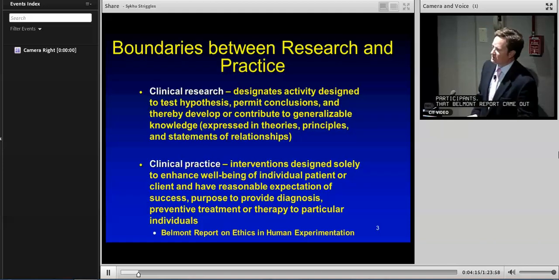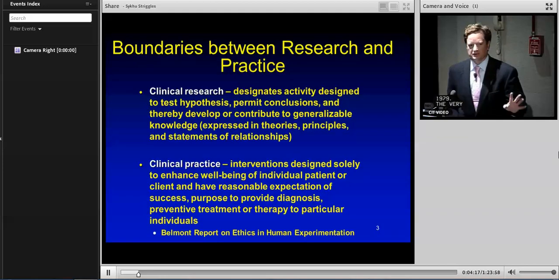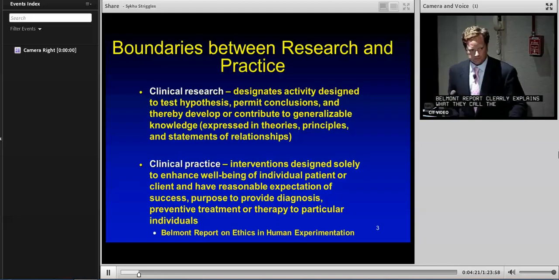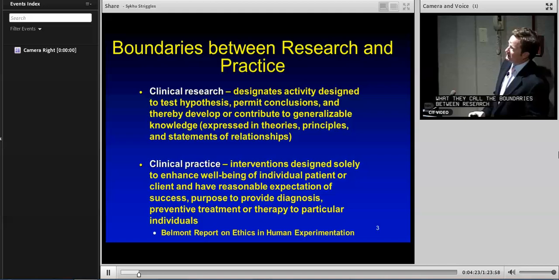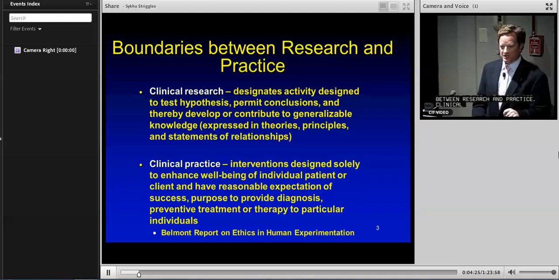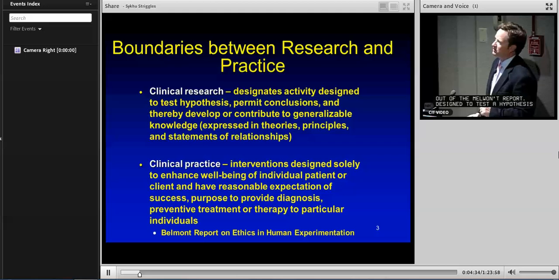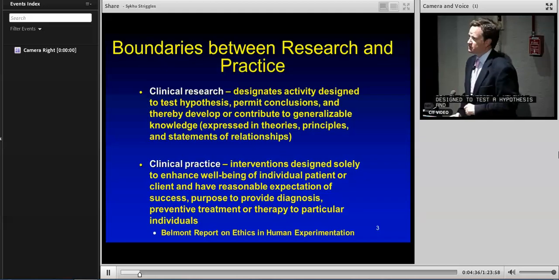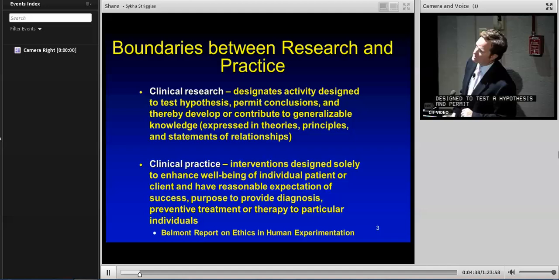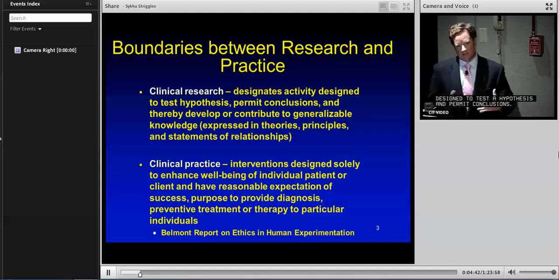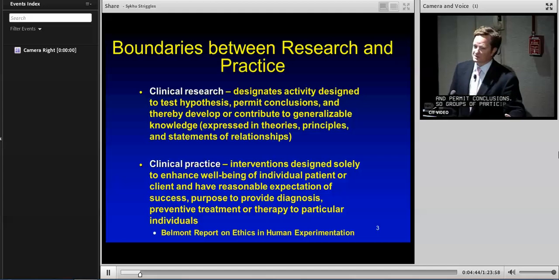The very first section of the Belmont Report clearly explains what they call the boundaries between research and practice. Clinical research, and these are the words directly out of the Belmont Report, designates an activity designed to test a hypothesis and to permit conclusions and thereby develop or contribute to generalizable knowledge, which is expressed in theories, principles, and statements of relationships. So essentially, we're studying groups of participants trying to come up with some general statements.